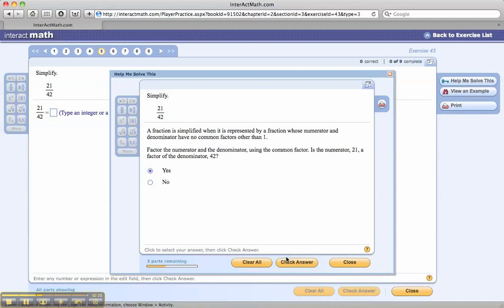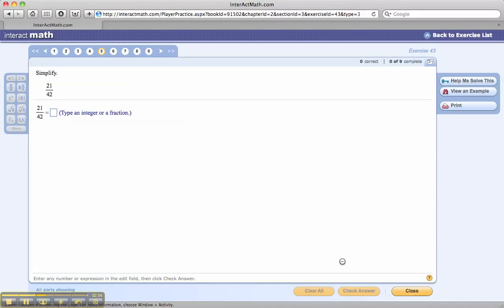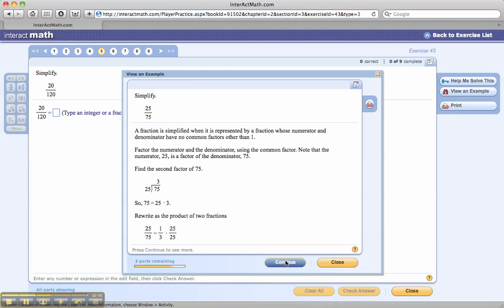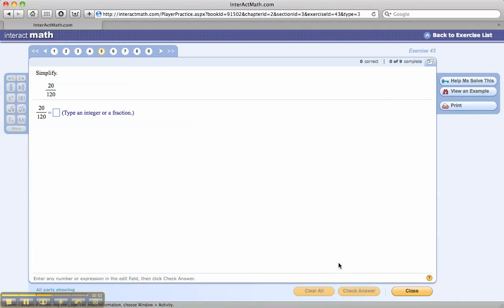So I'll click yes. Check answer. It tells me I did a good job. That's nice. And so then what I find is that 42 divided by 21 is 2. And that takes me through here. And I can continue on, and it'll take me to the solution of the problem. Now another thing, once I come back to it though, notice that it gives me a new problem to try. Over here there's also view an example. So it will take me through an example, 25 over 75, and show me the steps that I need to do this. So that's really handy.